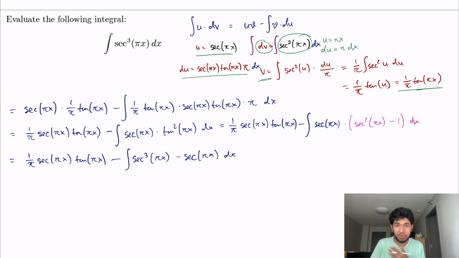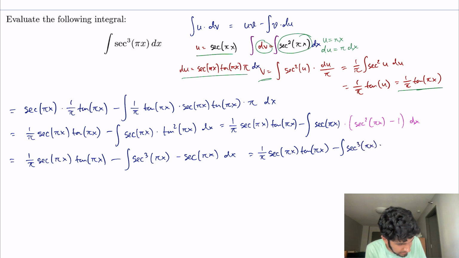You know that when I see these integrands with a minus sign or plus sign in the middle, I like to split it apart into two, so why don't we do that? 1 over pi secant of pi x tangent of pi x minus the integral of secant cubed of pi x dx minus the integral of secant of x dx. And now we have these integrals to solve. We can probably handle secant of x because we learned that a little bit back. What about secant cubed of pi x?